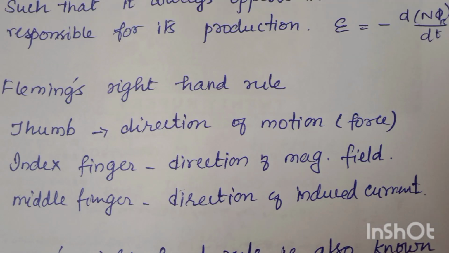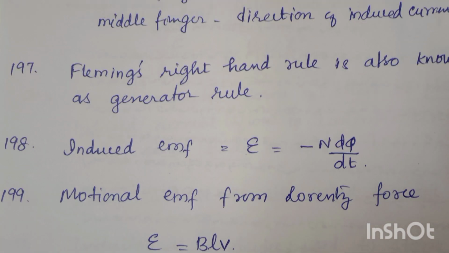Fleming's right hand rule. So thumb, index finger, middle finger மூணையும் perpendicular stretch பண்ணிட்டோம் அப்படின்னா thumb denotes the direction of the motion, index finger denotes the direction of the magnetic field, middle finger direction of the induced current. Fleming's right hand rule is also known as generator rule. Induced EMF E is equal to minus N d phi by dt.